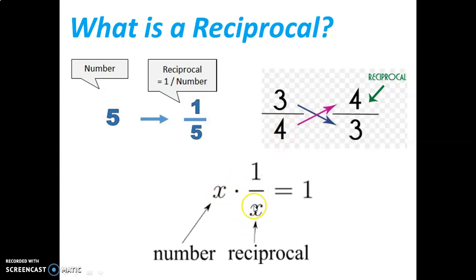In terms of a general rule for reciprocals, if we have a number and we multiply by its reciprocal, see how this looks like this, we always get the answer 1. That's how you know you have a reciprocal. For example, 5 times 1/5 is 1. 3/4 times 4/3 is 1, because you would have 12 over 12, which is 1. So that's the rule. That's how you know you have a reciprocal.